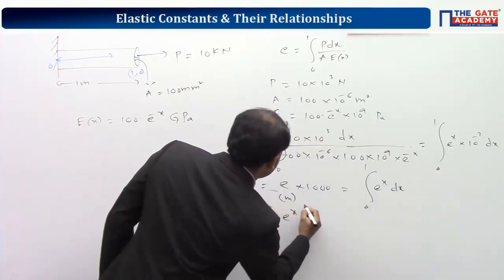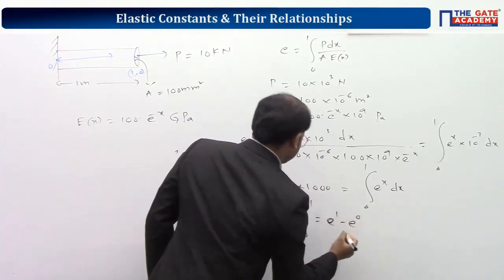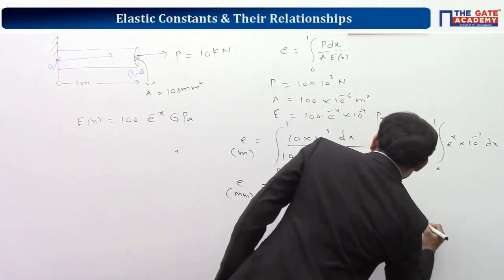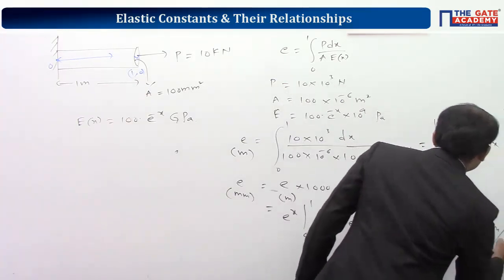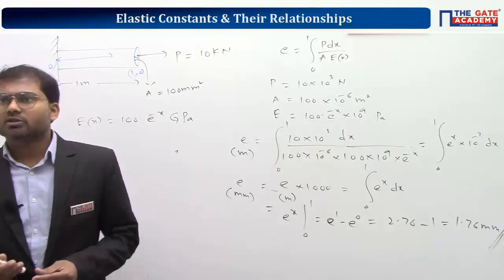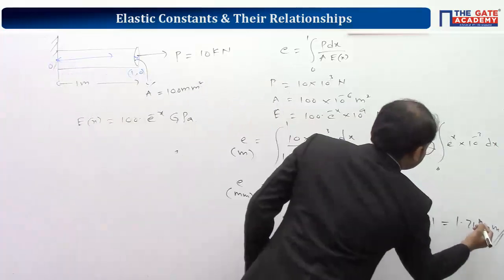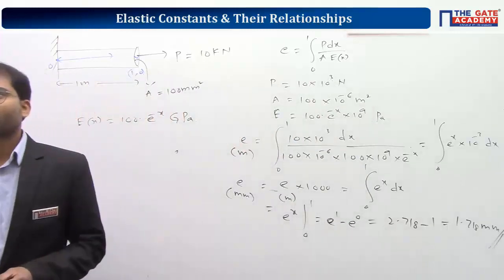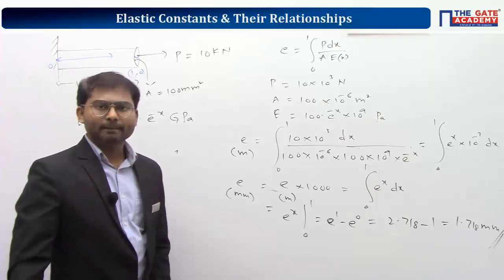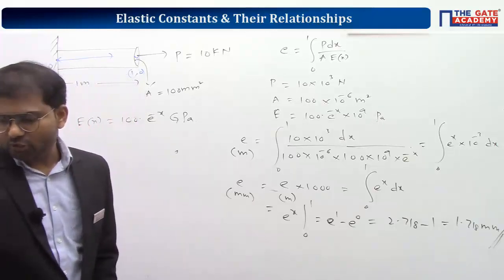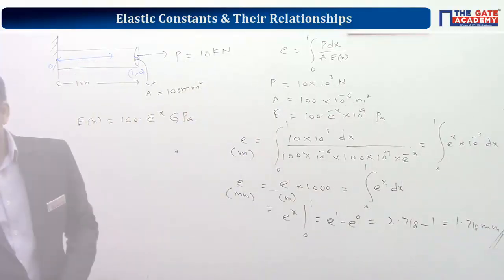So it is nothing but e power of x from 0 to 1: e power of 1 minus e power of 0. e power of 1 is 2.718, minus e power of 0, which is 1, so it should be 1.718 millimeter. This is the correct answer here. Roshan and Sanjay, have you checked your calculation mistake? What actually have you done? This is how you have to solve this question. Kindly copy the solution if you want, make it fast, or you can take a screenshot.